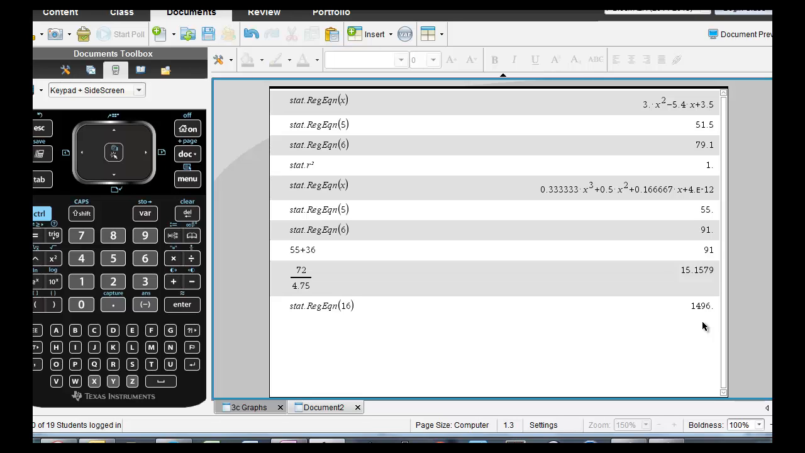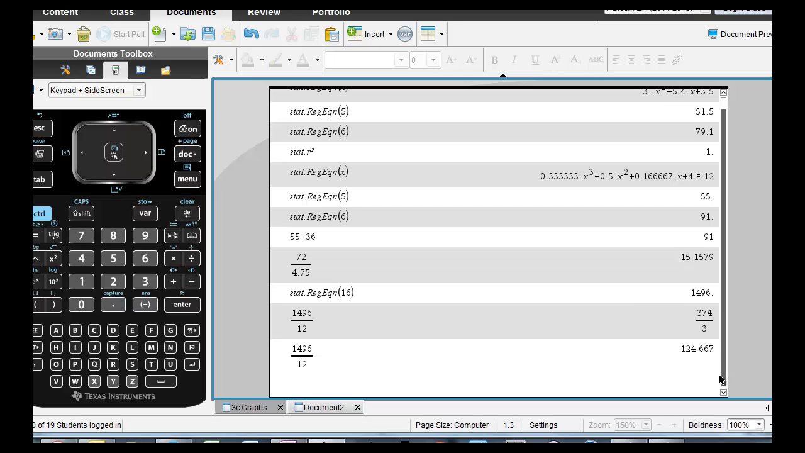I don't buy cans individually. I buy them in 12 packs. How many 12 packs is this? 1,496 divided by 12. Okay, it's telling me that's 374 divided by 3 packs. I would rather know that in decimal form, so I'll do Control-Enter. It says 124.667. I'm going to need to buy 125 12 packs for my display.